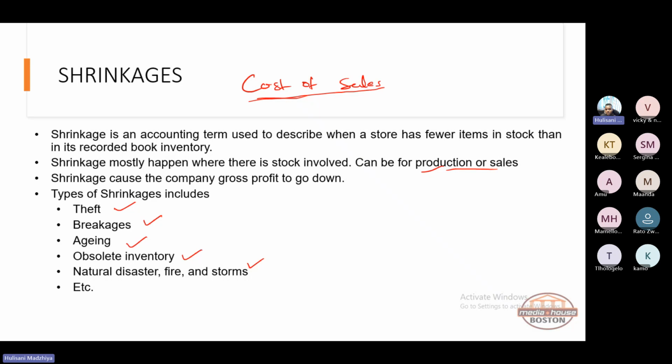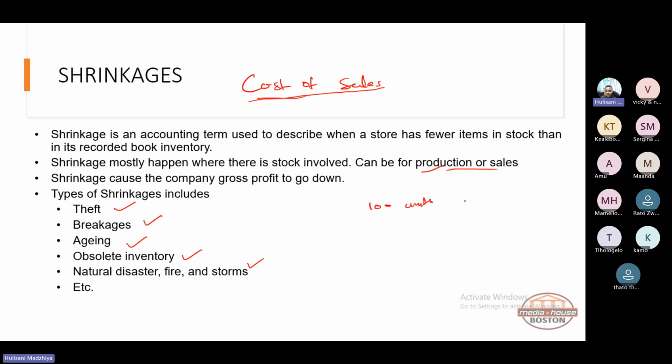I would like you guys to think of any number of ways that you think you can mitigate shrinkage. Looking at types of shrinkage, we've got theft shrinkage, where an employee or customers steal your product, and all of a sudden your system shows you have 100 units, but when you go to the shop or the warehouse, you only have 80 units. Meaning that some items were stolen.